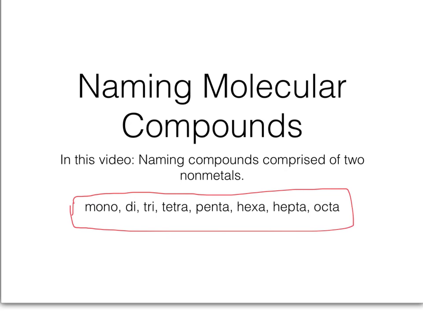I think these are some of the easiest ones to name, but unfortunately people get very caught up in trying to use these prefixes in naming ionic compounds. Don't be that person. Make sure that if you identify there are two nonmetals, then you use the prefixes.